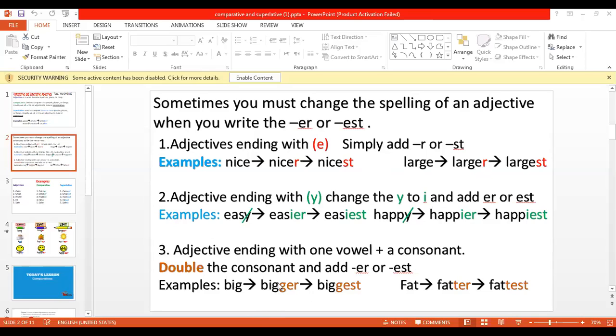If we have a consonant at the end, and before the consonant we have one vowel, only one vowel, not two vowels, like big here or fat here, we double the last consonant. Big, bigger, biggest. I doubled the G. See? Fat, fatter, fattest. I doubled the T. Okay? Is everything clear till now?